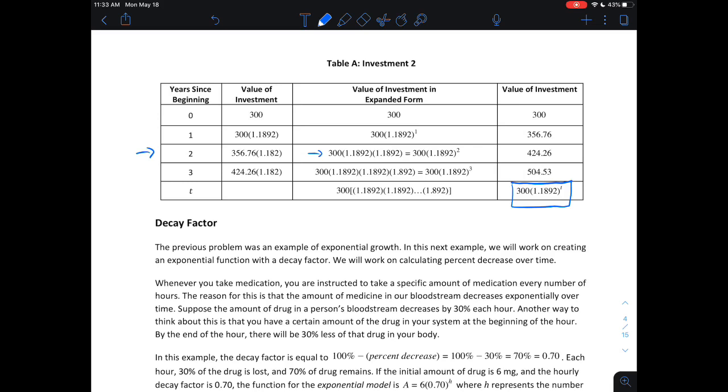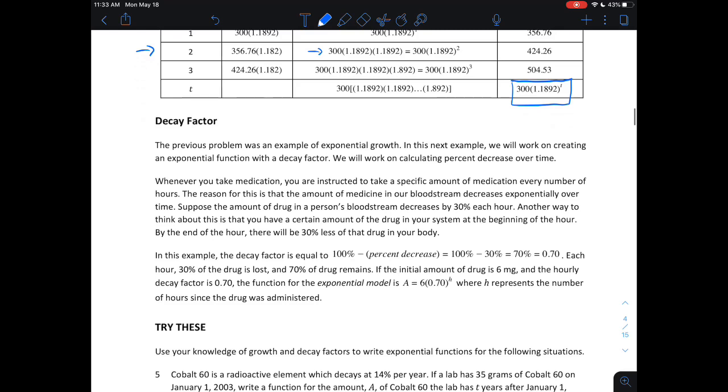The previous problem was an example of exponential growth. In this next example, we will work on creating an exponential function with a decay factor. We will work on calculating percent decrease over time. Whenever you take medication, you are instructed to take a specific amount of medication every number of hours. The reason for this is that the amount of medicine in our bloodstream decreases exponentially over time.